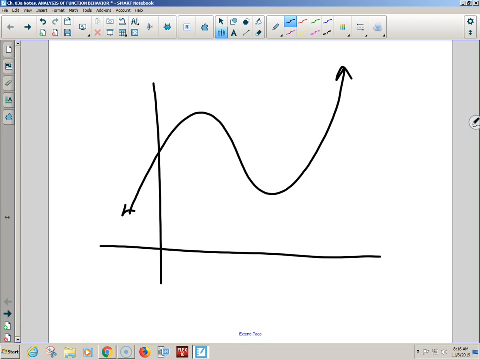Last year, in pre-calculus, let's do green because it's review, right? If you were doing intercepts, how much of this graph would you have found?